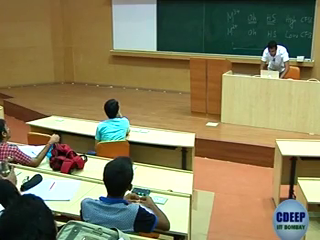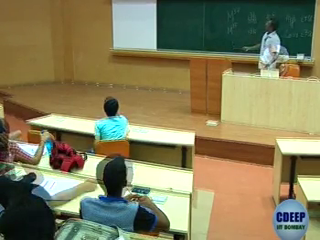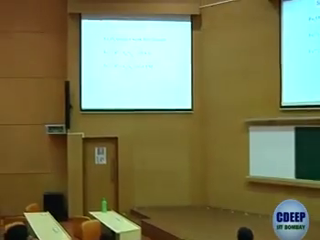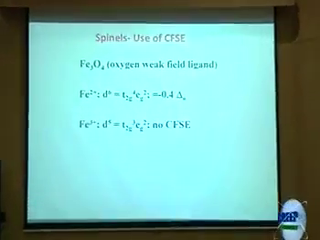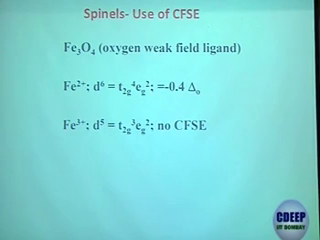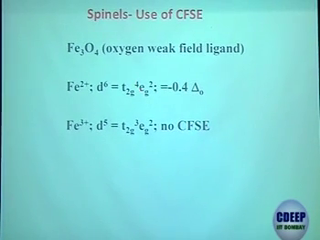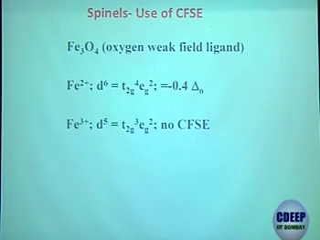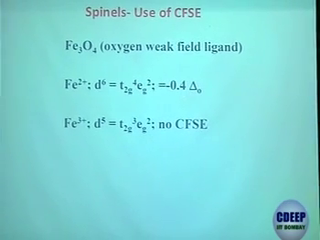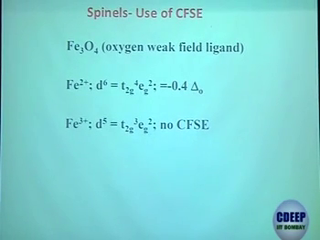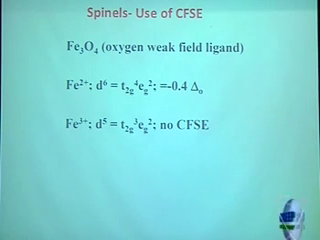So I hope you have got this, right? Fe2+ d6, t2g4 eg2, high spin, the 3 and 2 cancel out, so minus 4, it's easy, right? Over here, Fe3+ with 3 and 2, 0 CFSE, right?